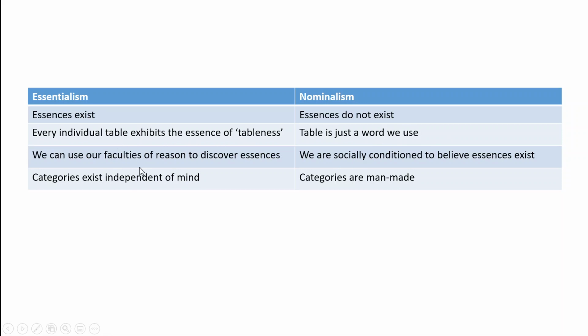The essentialist will say we can use reason to discover essences, and the nominalist will say we're socially conditioned to believe that essences exist. The essentialist says these categories exist independent of your mind. Regardless of what you think, these categories exist. And nominalists will say, no, the categories are man-made. That last point is probably the key distinction between them. Essentialists say categories exist independent of the mind. The nominalist says no, these categories that we group things into are man-made, like the distinction between a table and a chair.